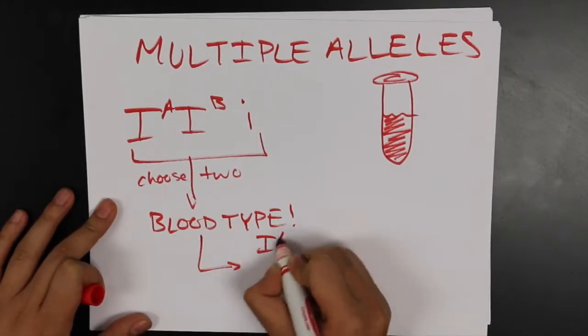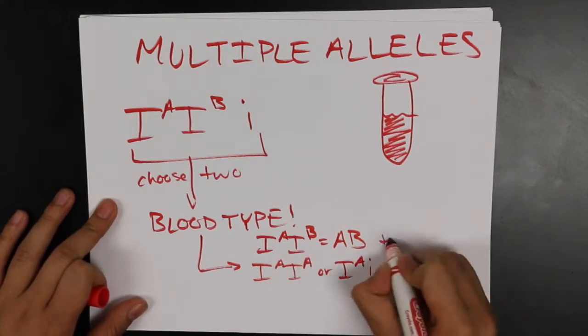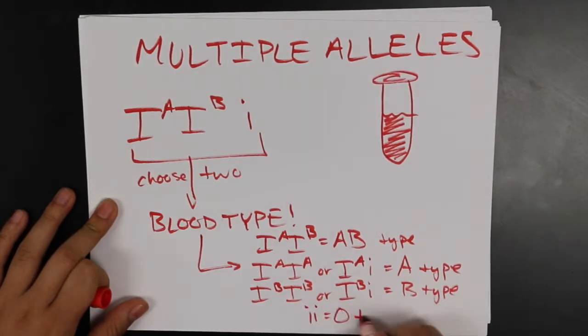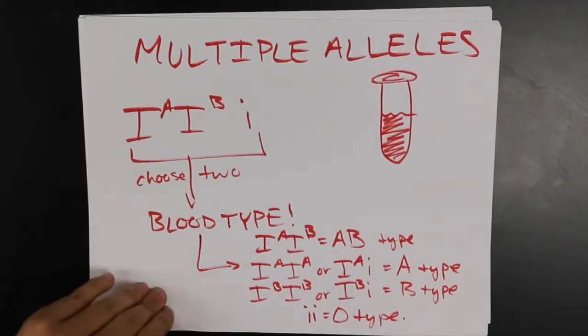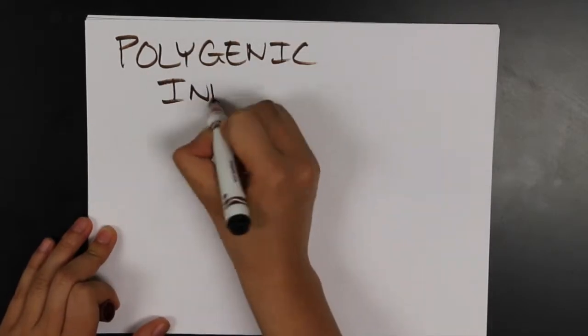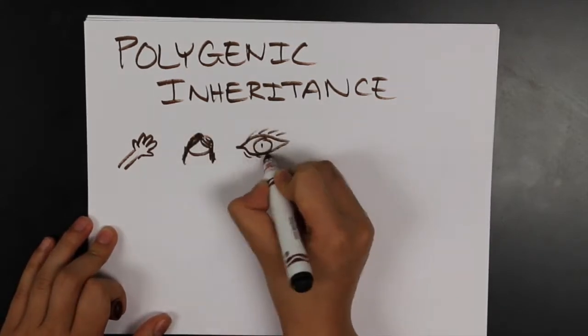So in terms of phenotypes here, you have the A and B alleles make up type AB, and then you have AA and AO make up type A, BB and BO make up type B, and OO make type O. If that isn't complicated enough, for many human traits, such as skin color, hair color, eye color, and height, there are multiple genes that control single traits, known as polygenic inheritance.